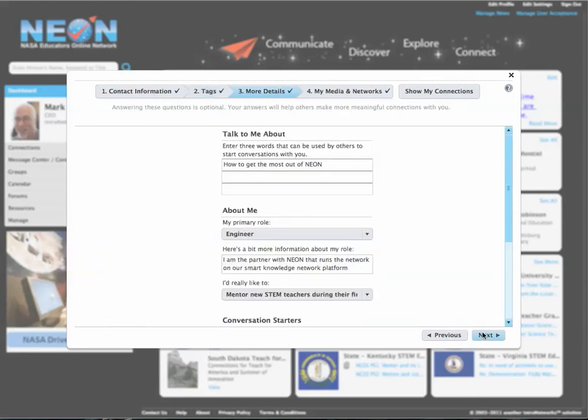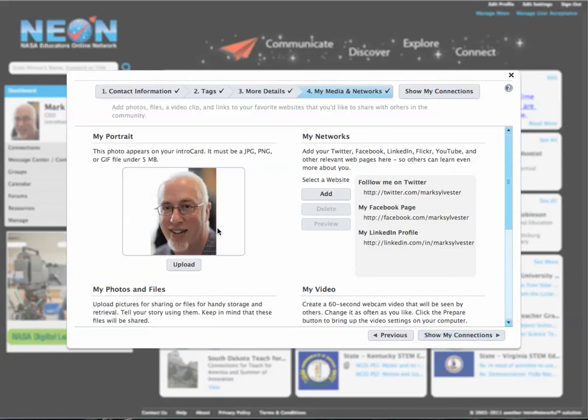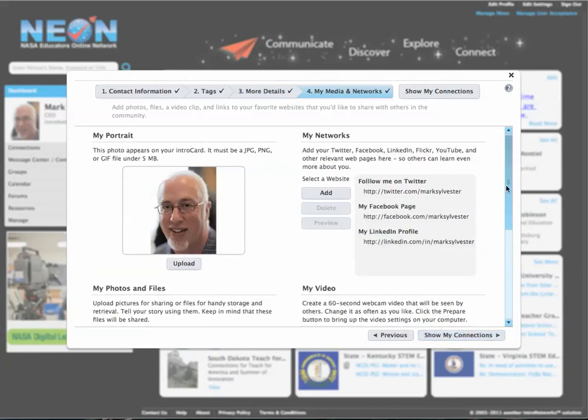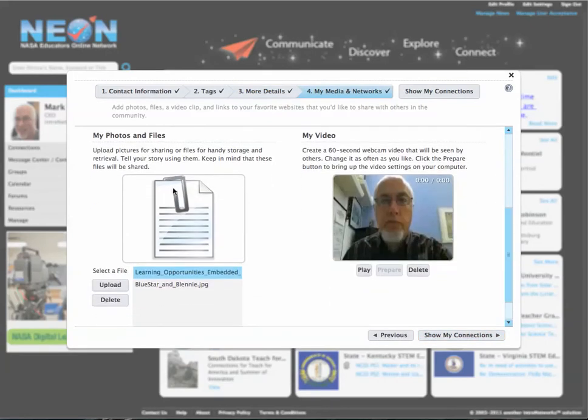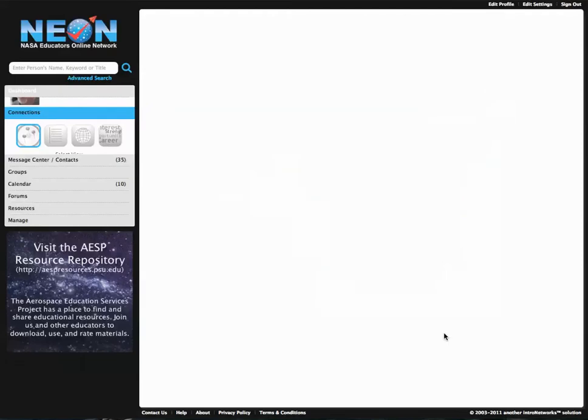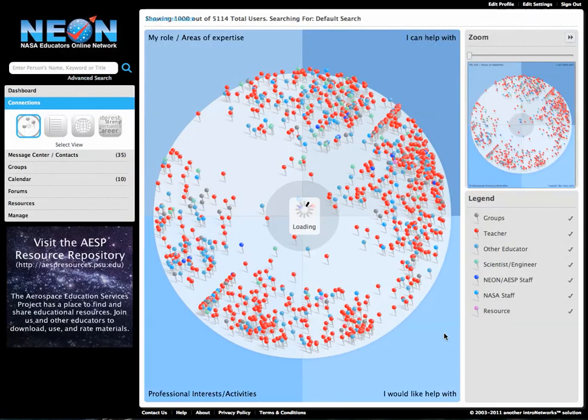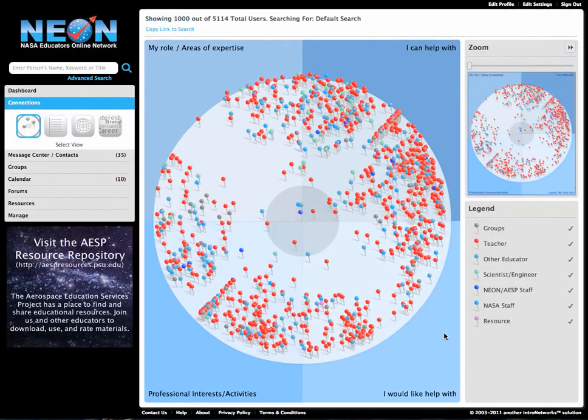Once that's done, we then have more questions that help us to know more about the individual users and for them to know more about each other. And then finally, put a picture in, link to some networks, be able to put in photos and files. It might be a white paper that you've written, or it might be a little webcam video that you've shot to introduce yourself.